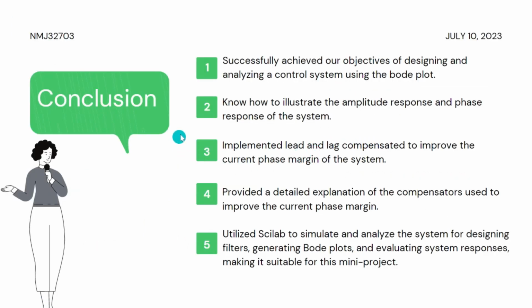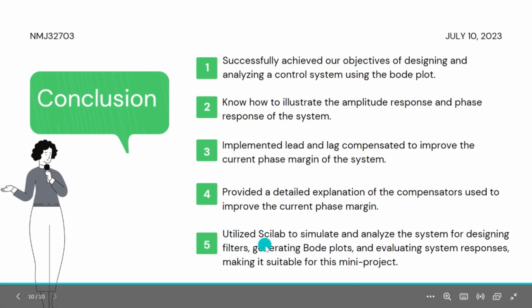For the conclusion, we successfully achieved our objective of designing and analyzing a control system using the Bode plot. We know how to illustrate the amplitude response and phase response of the system. After that, we implemented lead and lag compensators to improve the current phase margin of the system. Furthermore, we provided a detailed explanation of the compensators used. And last but not least, we utilized Scilab to simulate and analyze the system for designing filters, generating Bode plots, and evaluating system responses, making it suitable for this mini project.